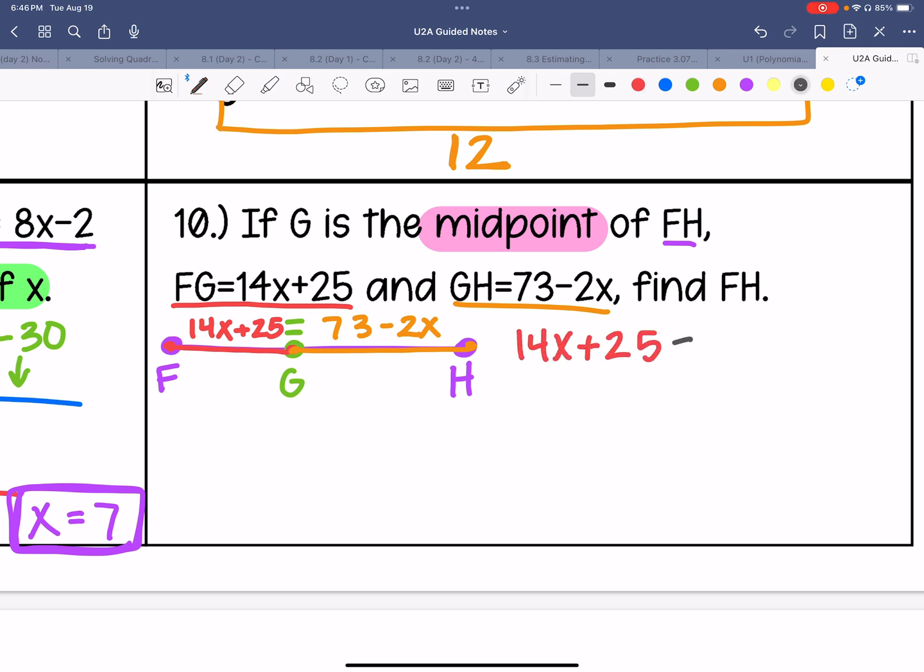set it equal to 73 minus 2x. And again, we know we're setting this equal because we are told that we have a midpoint.